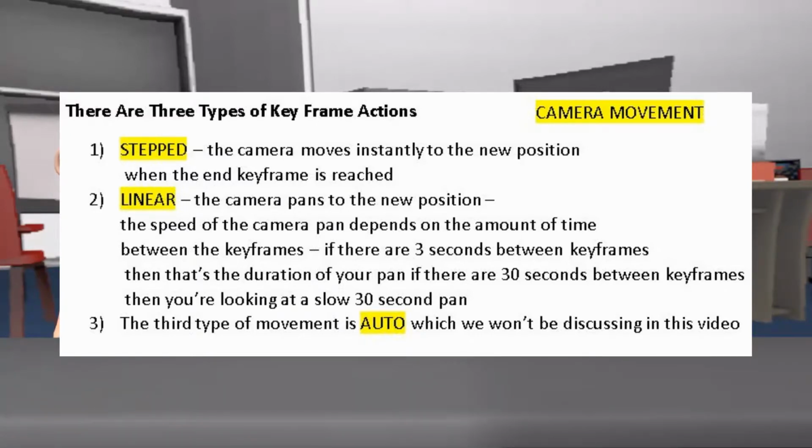First is stepped. The camera moves instantly to the new position when the end keyframe is reached. Next is linear. The camera pans to the new position. The speed of the camera pan depends on the amount of time between the keyframes. If there are 3 seconds between keyframes, then that's the duration of your pan. If there are 30 seconds between keyframes, then you're looking at a slow 30-second pan. The third type of movement is auto, which we won't be discussing in this video.